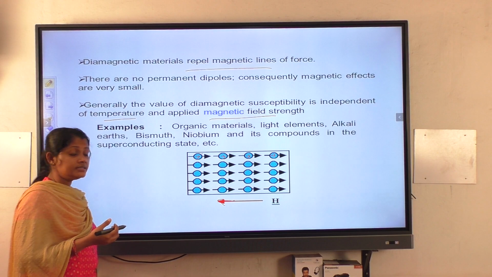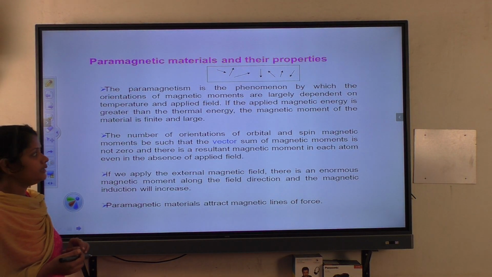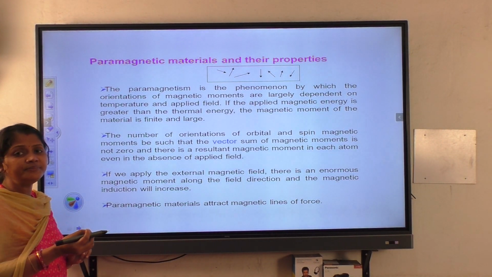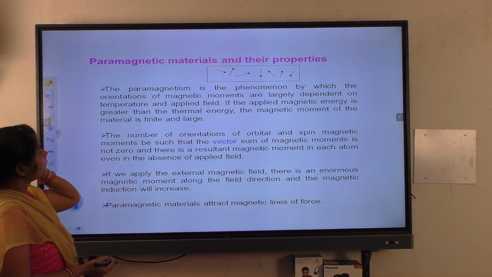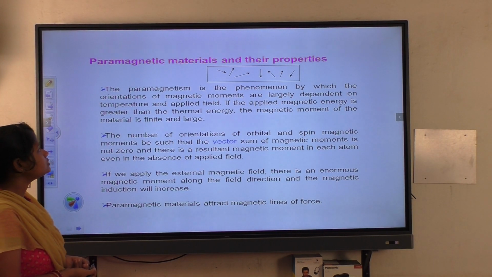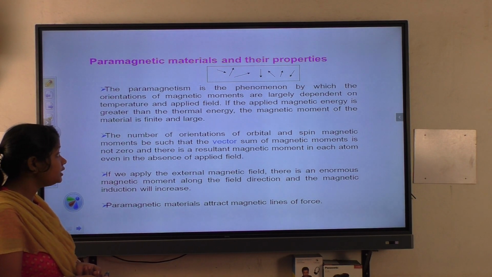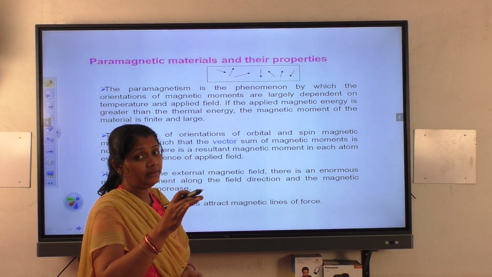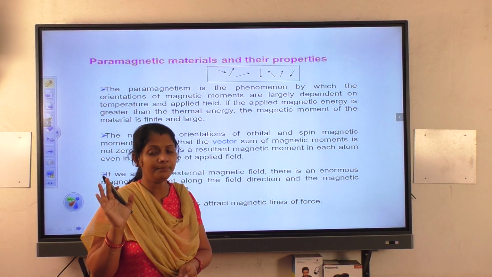Next, we are going to discuss paramagnetic materials. First of all, you have to know what property they exhibit. Paramagnetism is the phenomenon by which the orientations of magnetic moments are largely dependent on the temperature and the applied field. In case of diamagnetic material, we have previously discussed that it is independent of temperature and applied magnetic field.